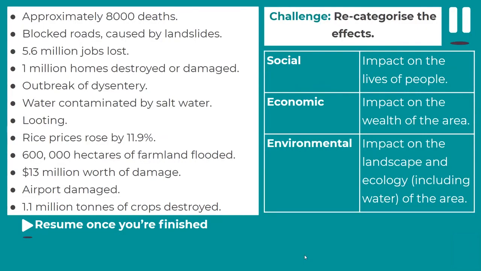So we're now going to review the effects of Typhoon Haiyan in a different way. So you'll see on the screen that we have the list of effects that we've just grouped into primary and secondary effects. What we're going to do now is to challenge ourselves by recategorising these effects into 3 new categories. So social effects are impacts on lives of people. Economic effects are impacts on the wealth of the area, and environmental effects are impacts on the landscape and ecology, including the water of an area.